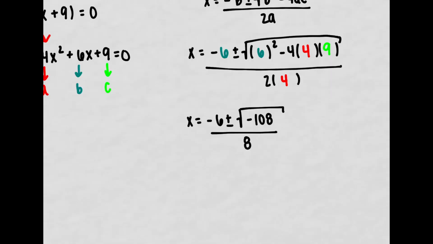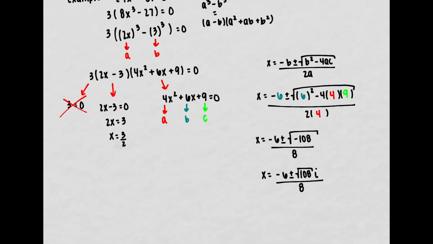At this point too, you have x is equal to negative 6 plus or minus. I would not reduce the 108, but you have to take that negative out and turn it into an i. And it's all over 8. Now you can reduce this further if you choose to. I would just leave it as is and leave this as your answer.